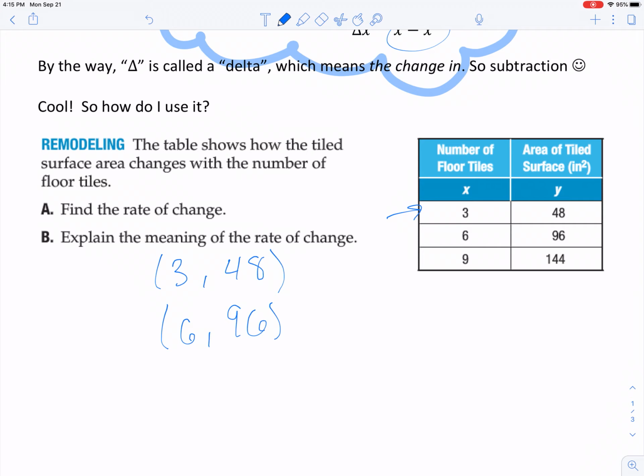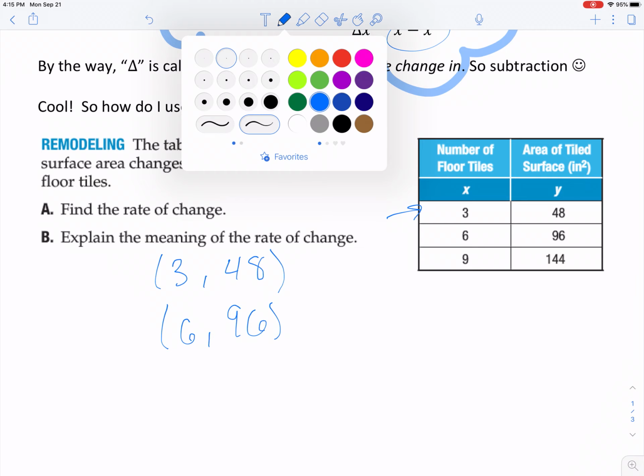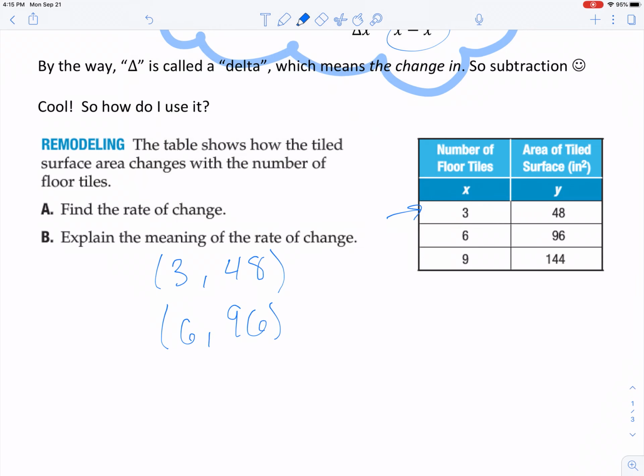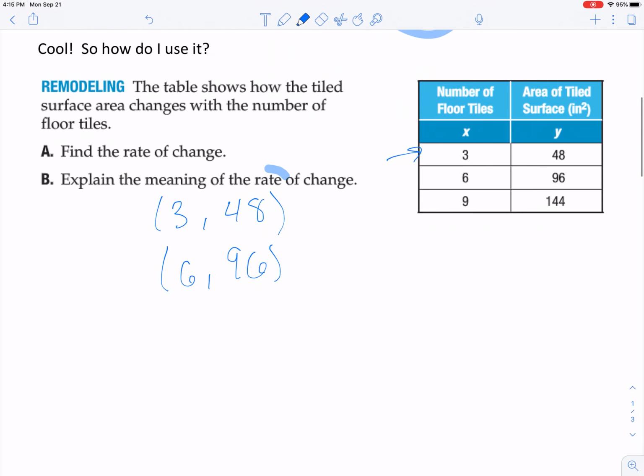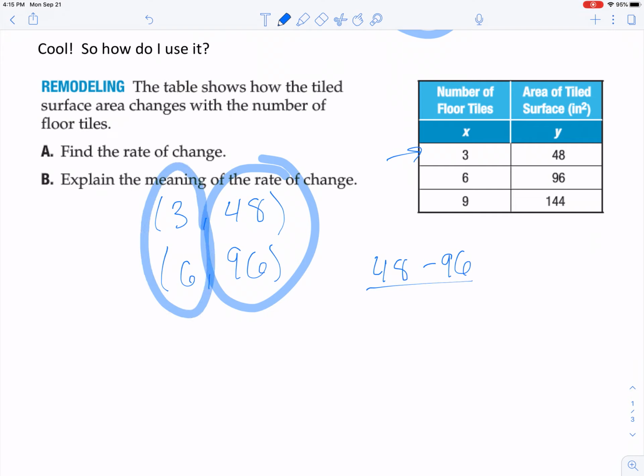So you'll notice I like to write it one on top of the other. Here's what I like to do. I like to grab the y's. So again, it's y minus y according to my formula. I like to grab those with a circle and write it down as subtraction. So 48 minus 96. Then I'm going to grab the x's and write those down. 3 minus 6. Notice in both cases I put the number that was on top first.